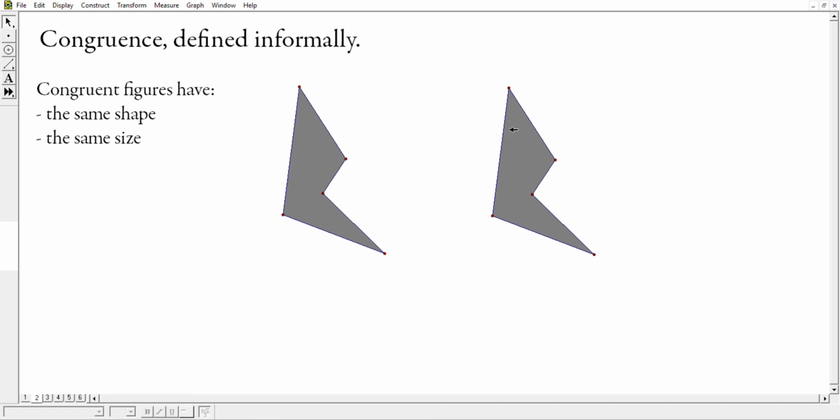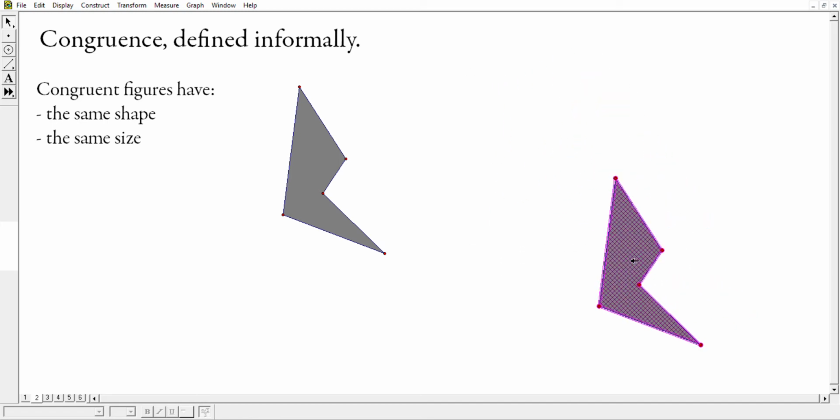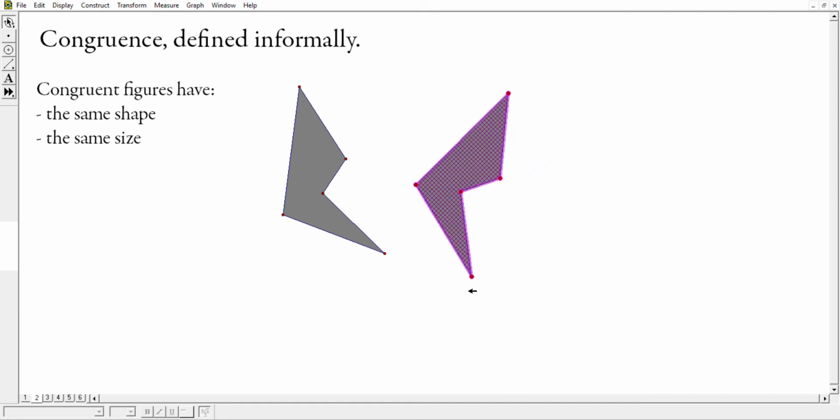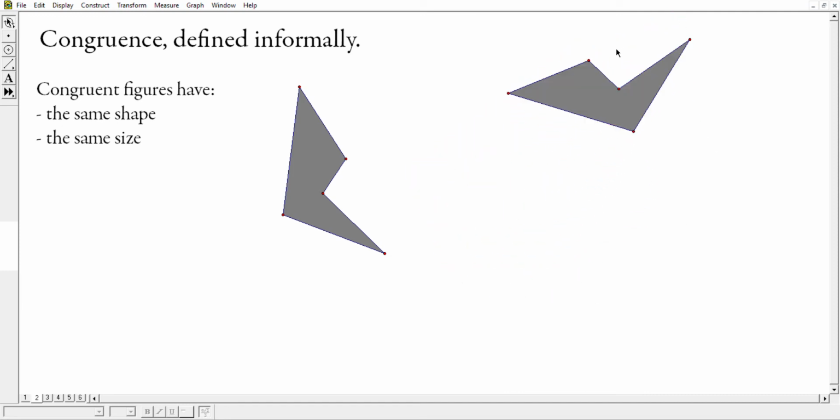It doesn't matter if I drag it around to another location, if I translate it around, it's still congruent. It doesn't matter if I choose a center point and rotate it, if I spin it around to here, these still have the same shape and the same size. The fact that one is rotated doesn't matter.